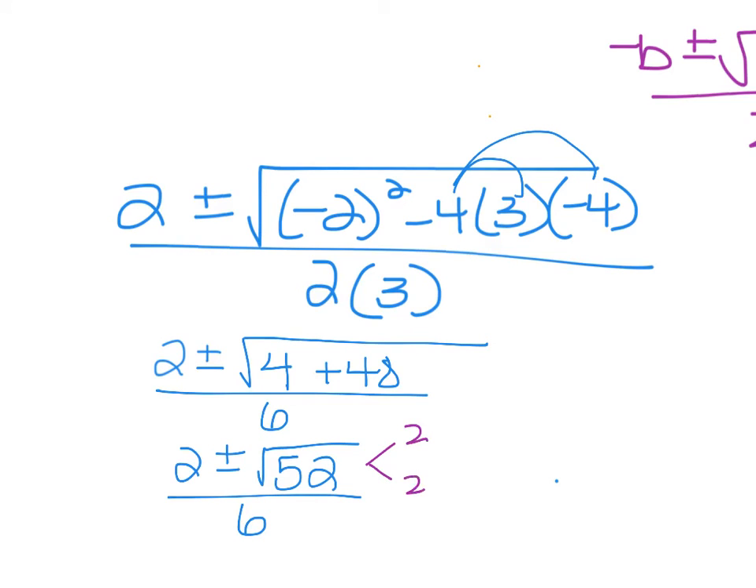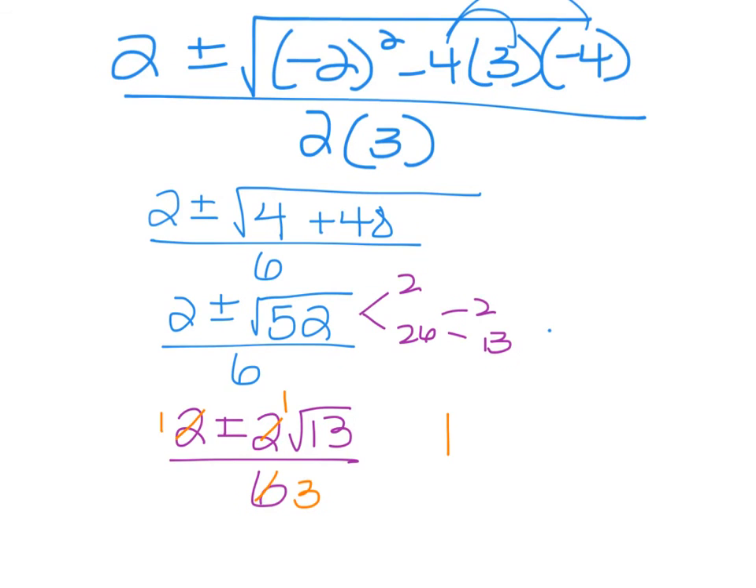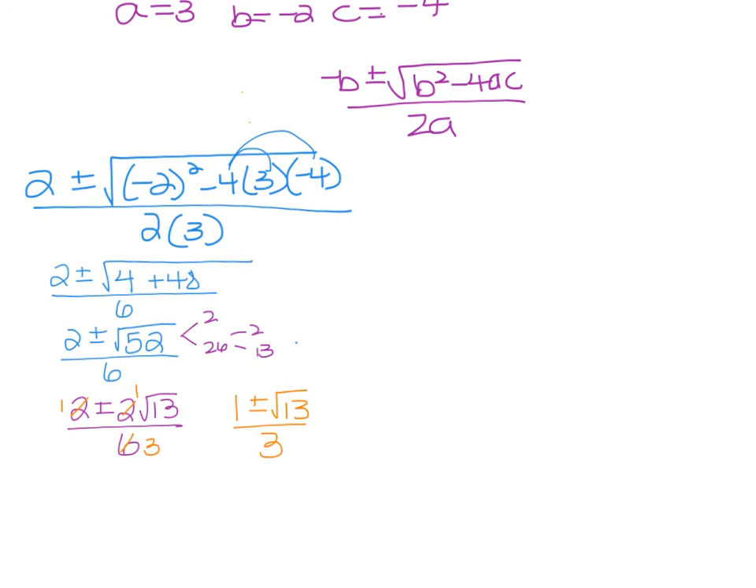52 is 2 times 26, which is 2 times 2 times 13. So that breaks down into 2 plus and minus 2 root 13 over 6. Then they're all divisible, so all the numbers outside of the root, if they're divisible by the same number, which in this case they are divisible by 2, I would break that down. So it's 1 plus or minus the square root of 13 over 3. If I'm just listing roots, then that's my answer. If I'm listing the zeros, that would be my answer.